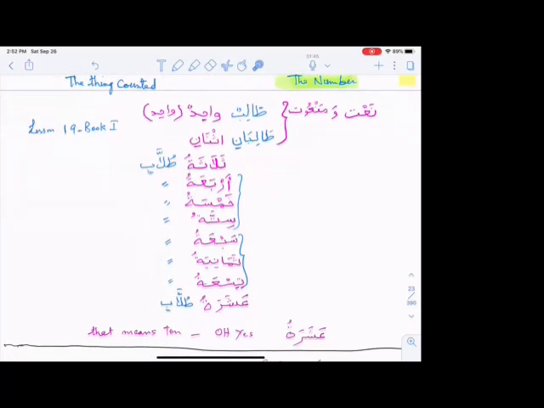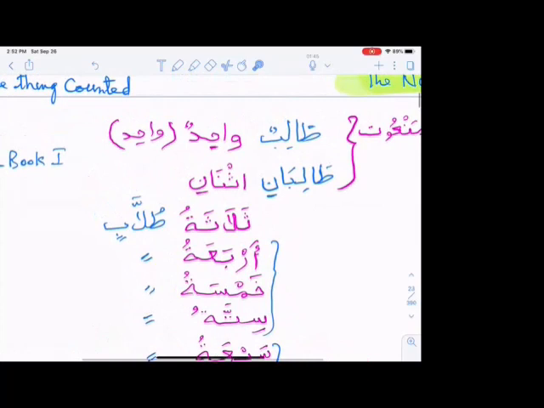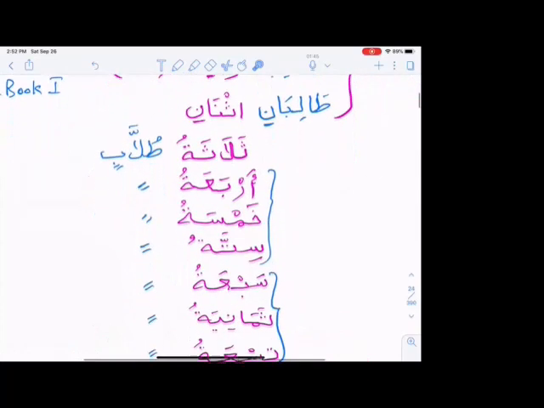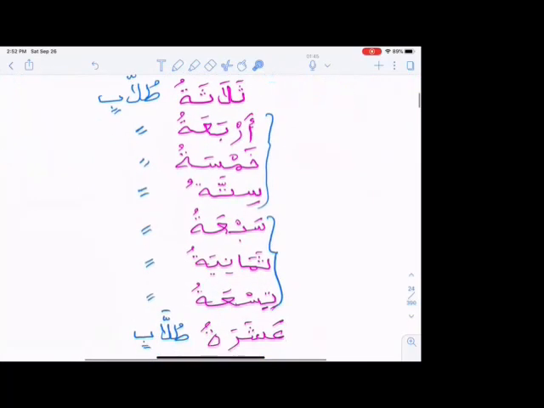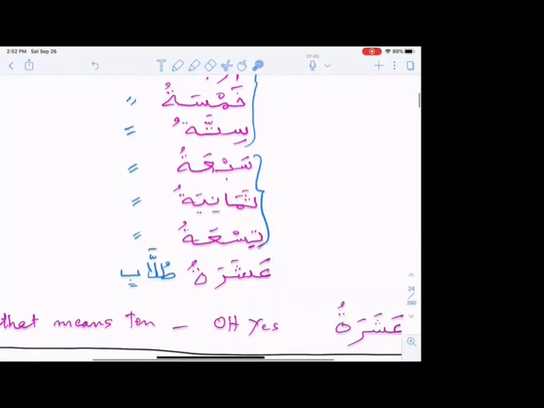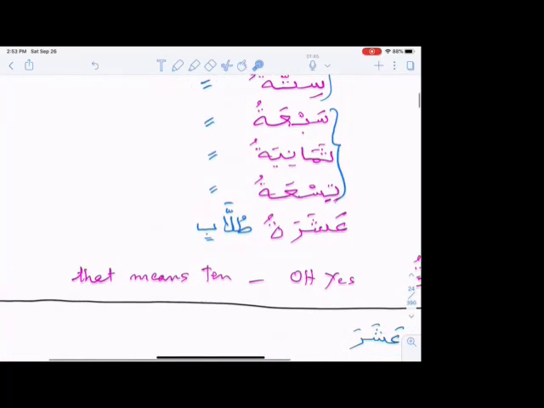One more time I'll sing, inshallah. Wahid Ithnani. You can see from here, my brothers and sisters. You can see from here. Wahid Ithnani Salasa. Arba Khamsa Sitta. Saba Thamaniya Tisa. Ashara. Oh yes. Ashara. That means 10. That means 10. Did you get the idea?